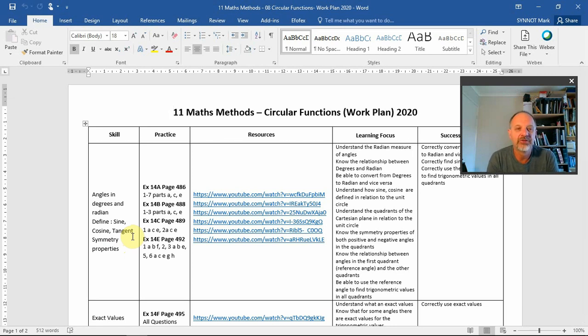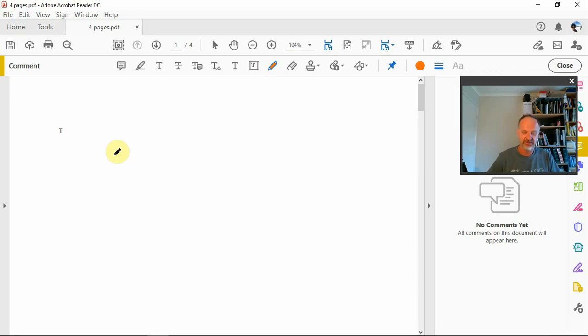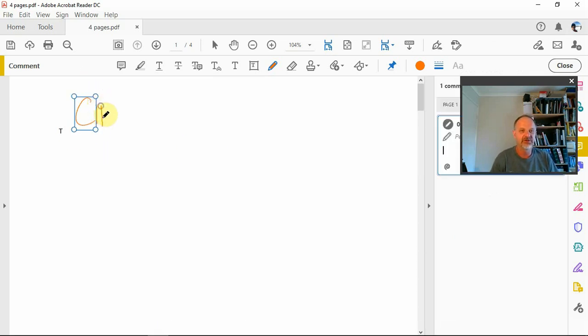And so we're just looking at very briefly the first part of how they're defined, etc. Now, there's also, so if I come to here, so this is what we're talking about. We've got, so it's circular functions.